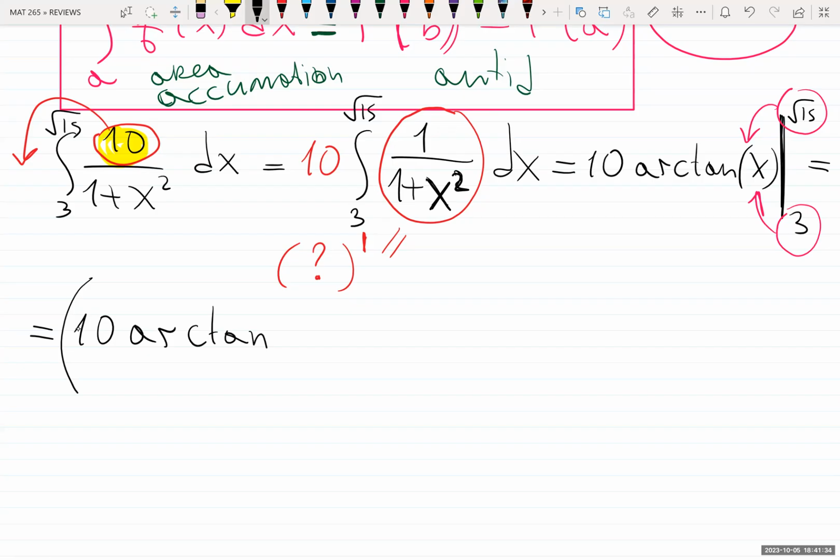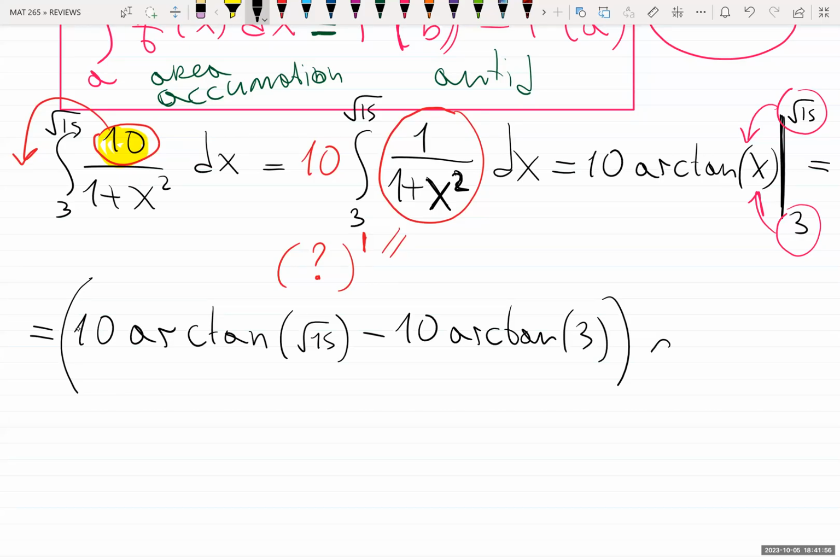But when you copy it to WebWork, I don't recommend you to do minus 1, because you know how much it doesn't like parentheses and stuff. Arctan is easy to type and write. Minus 10 arctan of 3. That is the answer, and either you put 10 outside or not. And that's it. Don't try to find it.